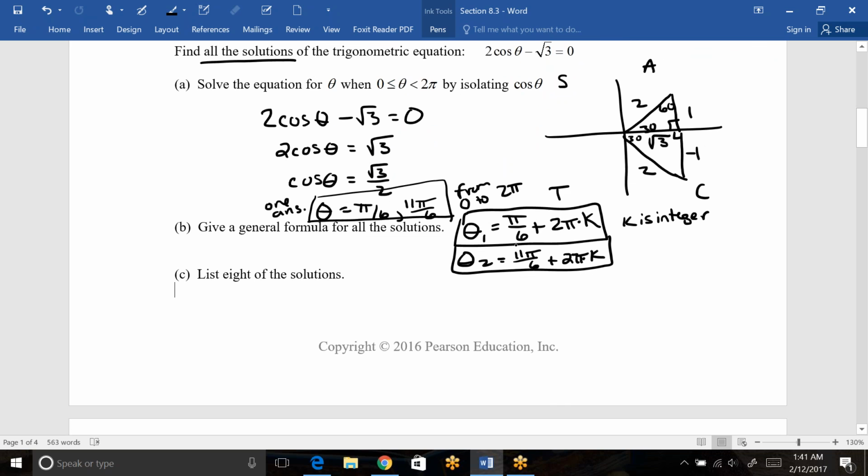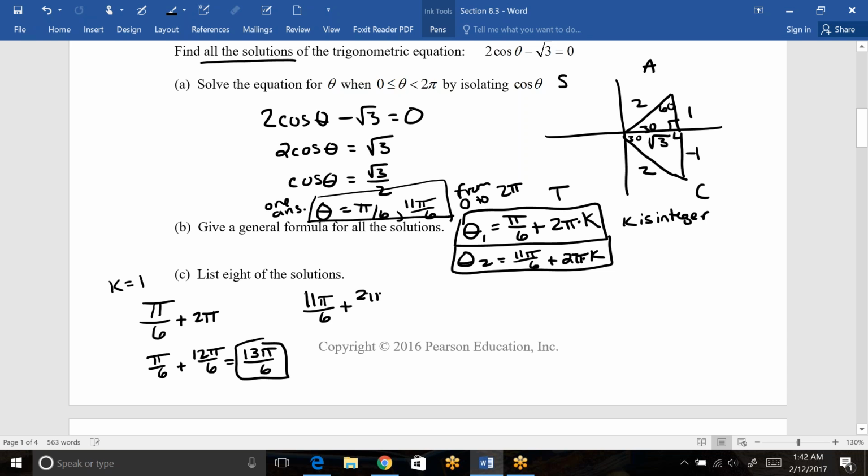And that would be that. List 8 of the solutions. Okay, so this just means we're going to run through some. So let's do pi over 6 plus 2 pi times 1. So if k equals 1, this we did a minute ago. This is pi over 6 plus 12 pi over 6, which equals 13 pi over 6. So there's one solution. If 11 pi over 6 is added to 2 pi times 1, that gives me 11 pi over 6 plus 12 pi over 6, which equals 23 pi over 6.